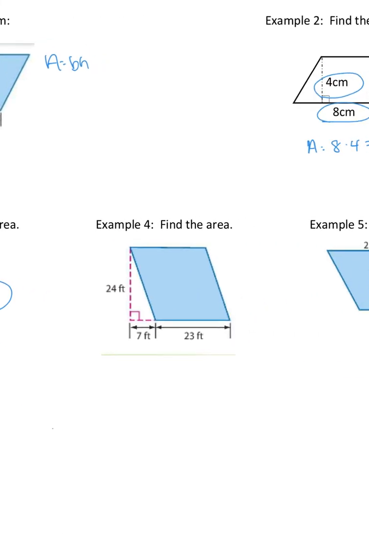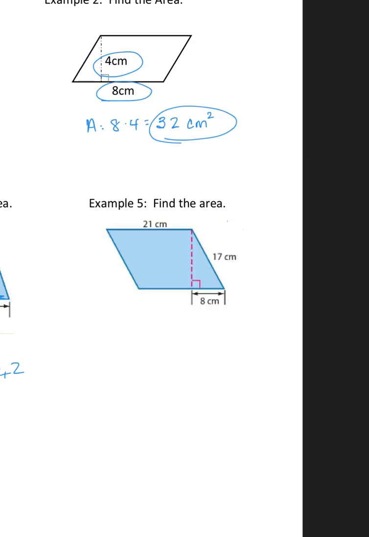Okay, looking at the next one. So again, I look for that right angle mark. That tells you your height, which is 24. And if I follow that along, I can see that the base here is going to be 23. Now, they have this 7 here, but it's not really part of our shape. It's just extra information there. So our area here is going to be 24 times 23, which is 552 feet squared.